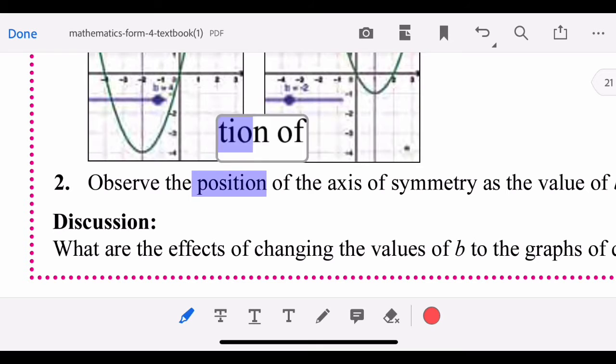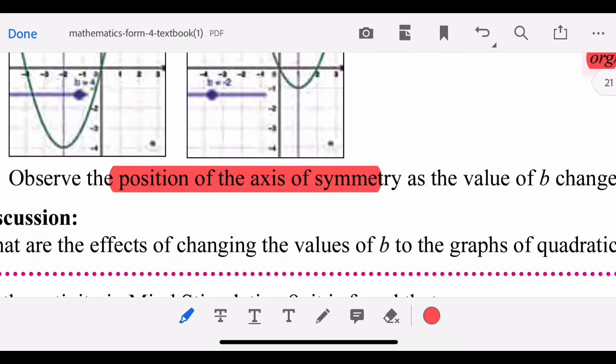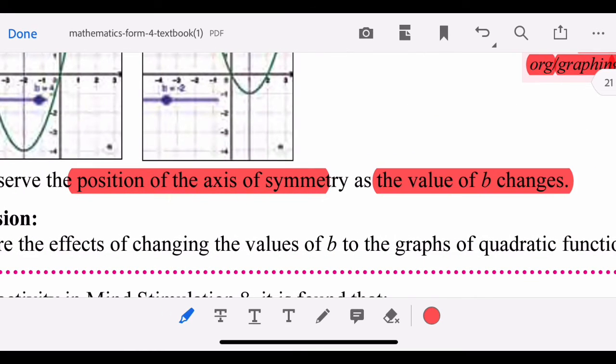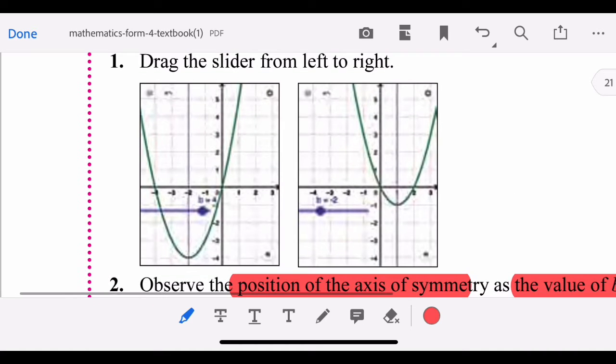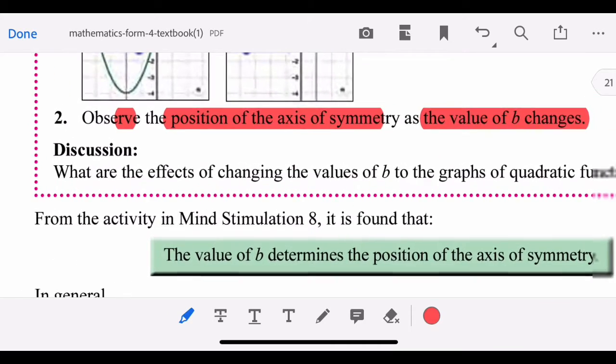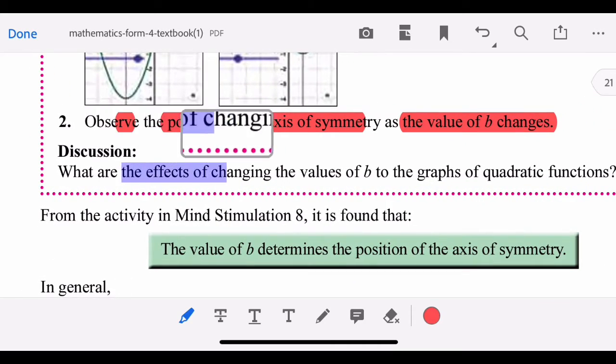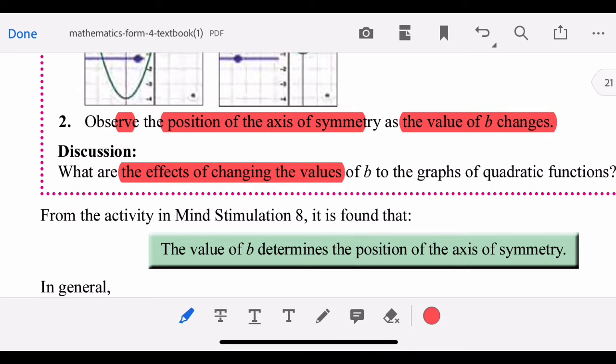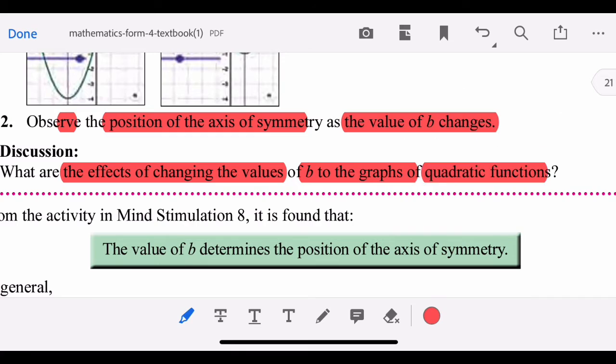Observe the position of the axis of symmetry as the values of b change. Axis of symmetry is the line that goes through the minimum point or maximum point of the quadratic function. Discussion. What are the effects of changing the values of b to the graph of quadratic functions?